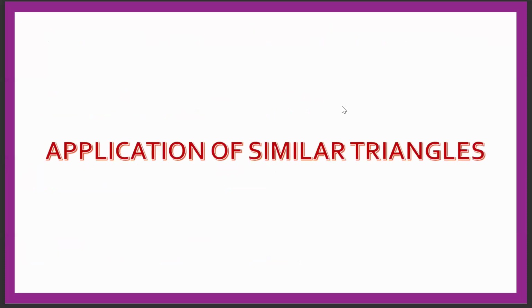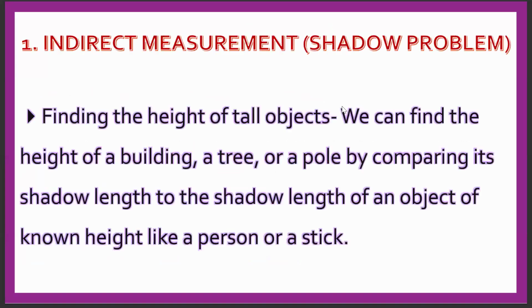Now come on the application of these similar triangles. This is the main, important application of the similarity of triangles. Let's discuss it in a very proper way. First is the indirect measurement shadow problem. What is this? This is very important: finding the height of tall objects.